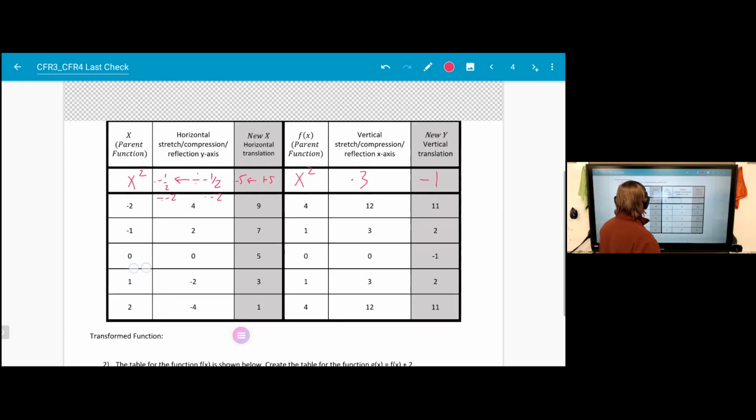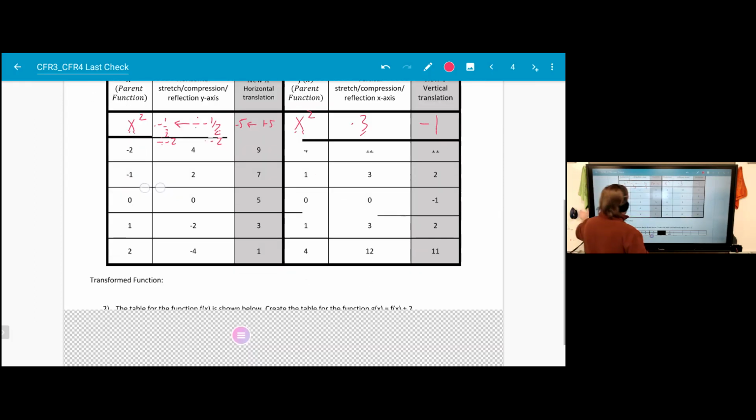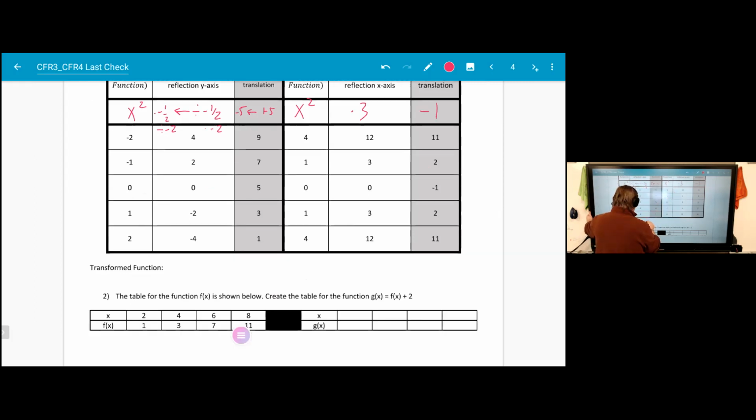So if I write this stuff in here, my new function, I've got 3 times, and I'm working in x squared here, negative half times x minus 5 squared minus 1, g of x, why not?